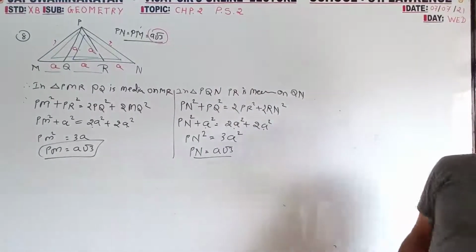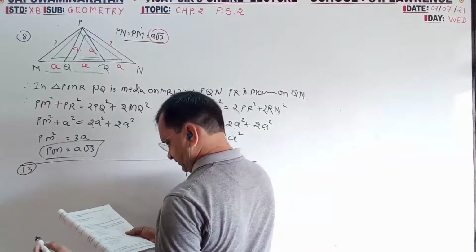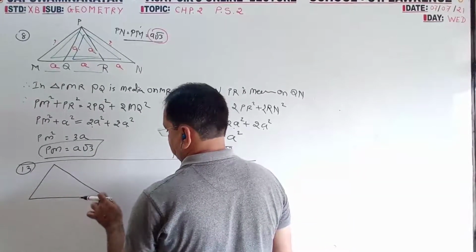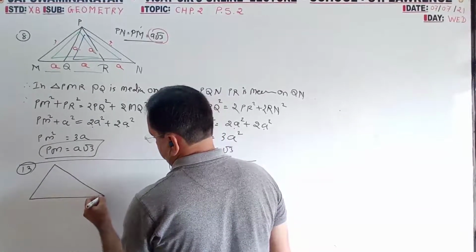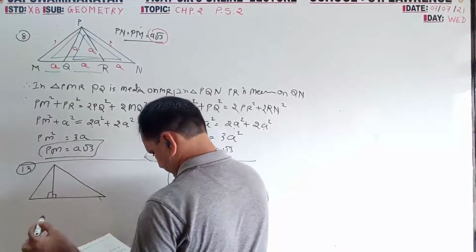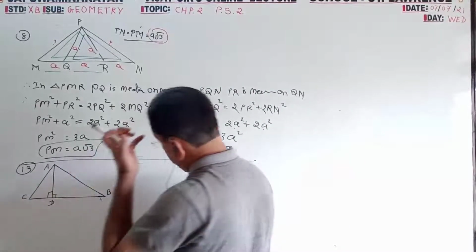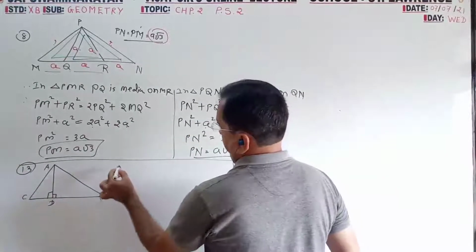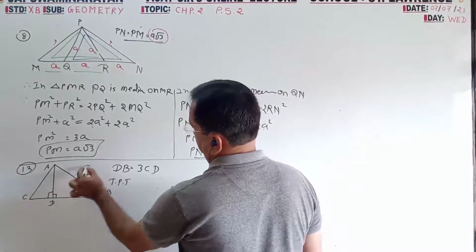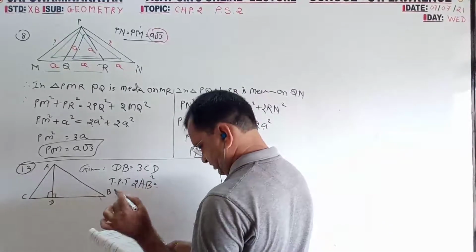Now one very important, 13. ABCD, given DB is 3CD, to prove that 2AB square equals 2AC square.